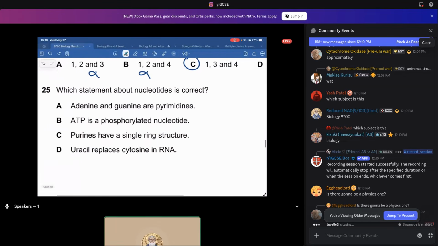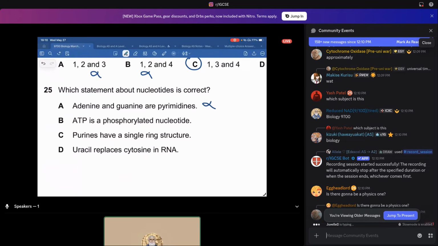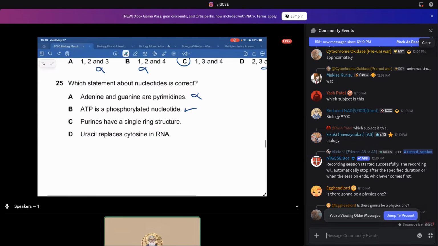So this is correct. Which statement about nucleotides is correct? Adenine, guanine, are they pyrimidines? No, they're purines. ATP is a phosphorylated nucleotide. A nucleotide has 3 components: the pentose sugar, whether deoxyribose or ribose, the nitrogenous base, and 1 phosphate group. To be phosphorylated means you have extra phosphate groups, and ATP, adenosine triphosphate, tri meaning 3, has 3 phosphates.